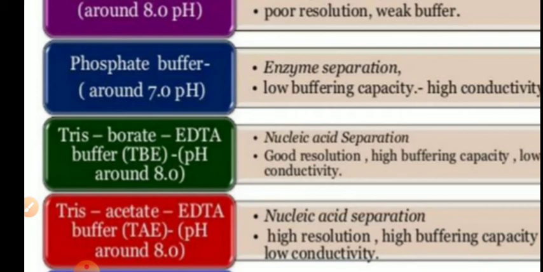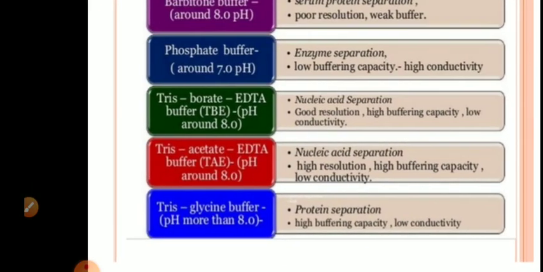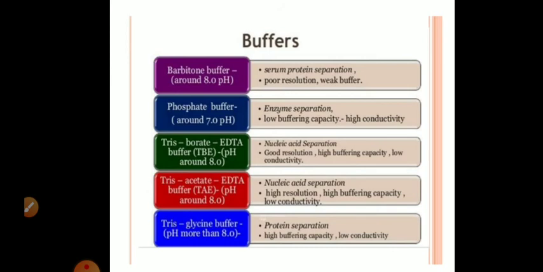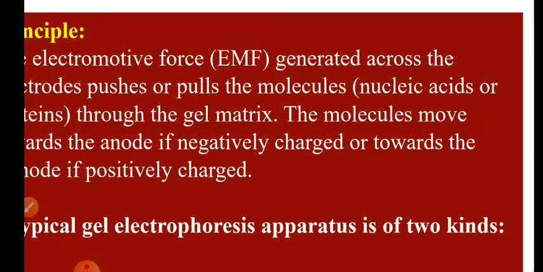With TAE buffer you get high resolution and high buffering capacity. Tris borate also gives a good separation and a good resolution. So again I repeat, these are the different kinds of buffer: barbitone buffer, phosphate buffer, TAE, Tris borate EDTA buffer, Tris acetate EDTA buffer, and Tris glycine buffer. Tris glycine buffer is used for separation of proteins.